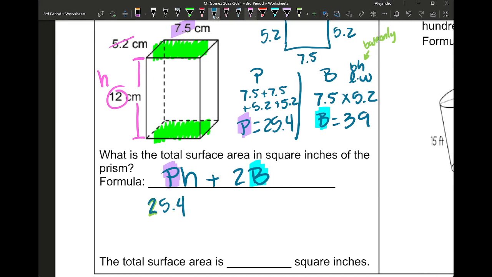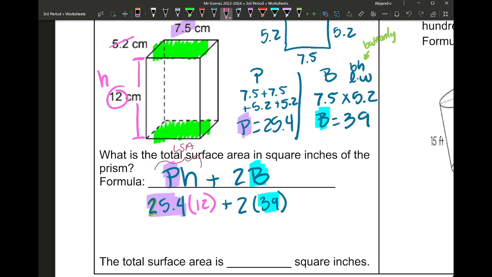25.4, and my height is 12, and then plus 2 times 39. Now remember, this is my base, and this right here is my perimeter. If I only want to find the lateral surface area, I only look at this part right here. The lateral surface area will be this part right here.